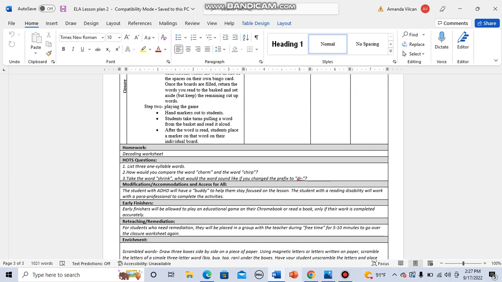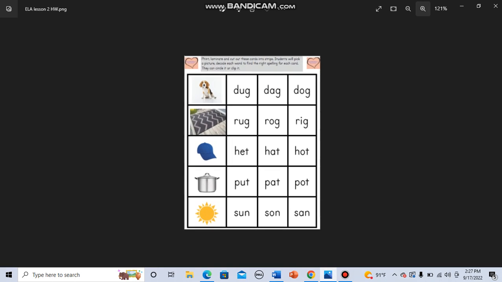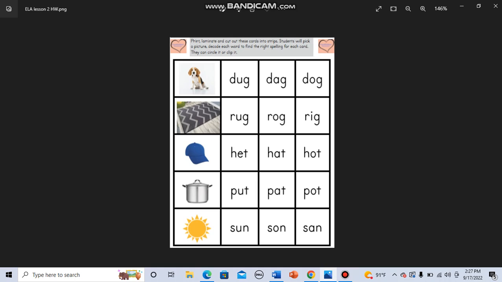For homework, we have a decoding sheet, so students will take this home. Students will pick a picture, so dog, decode each word, the ug, the ag, the og, and find the right spelling for each card. They can circle it, or color it in, whatever they want. So rug, they would sound it out, pick which one it would be, and fill it in.